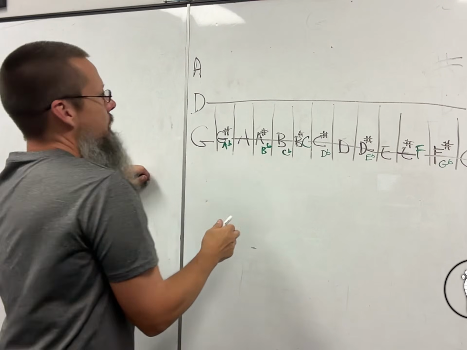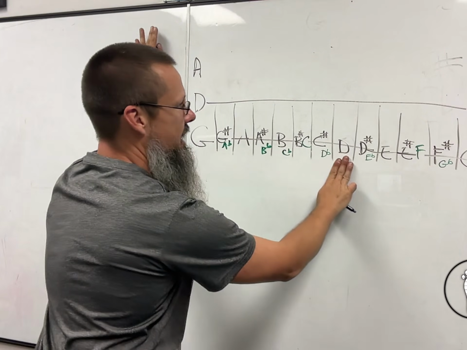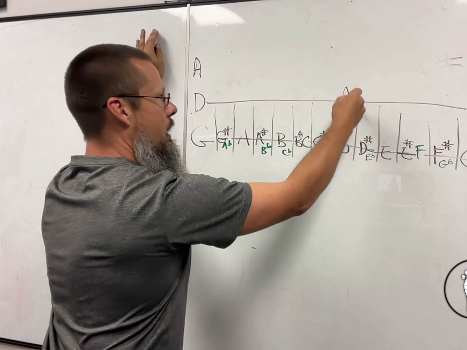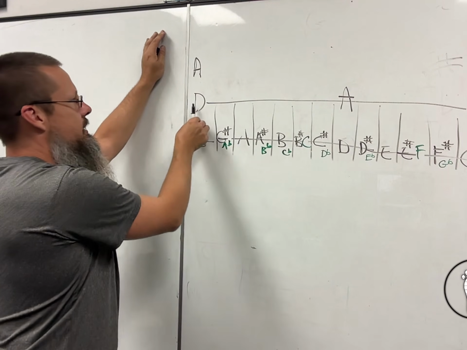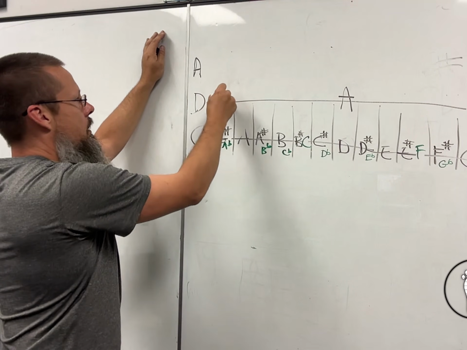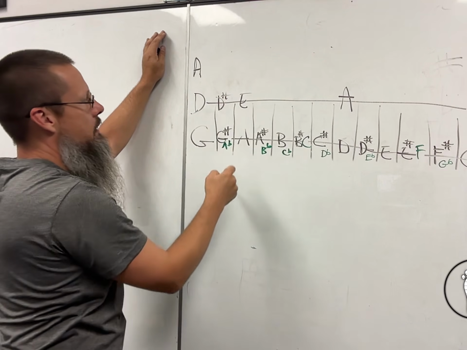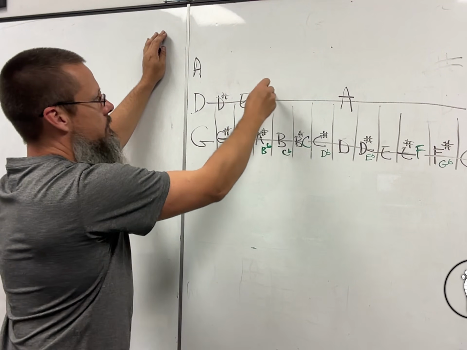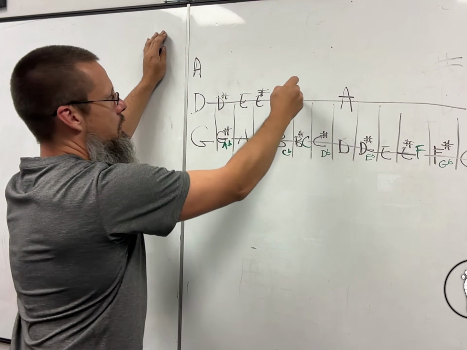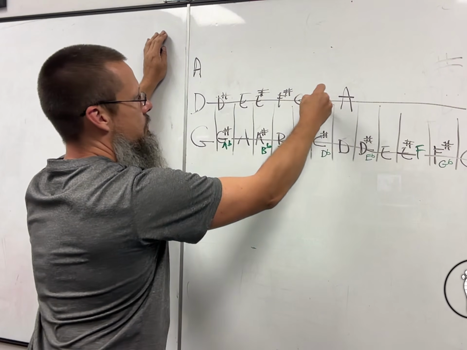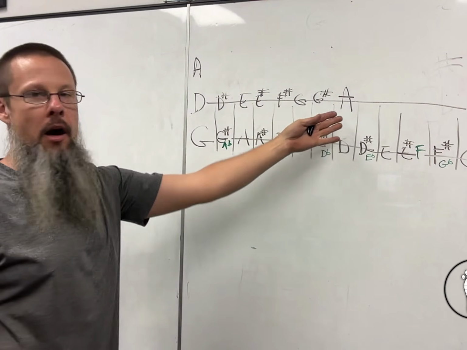And the reason why, if we just simply do this in the same scale location and put this, it'll all make sense that D goes to our D sharp. Then we have an E. Here's our E sharp. Here's our F sharp. Here's a G. Here's our G sharp. And then we have our A.